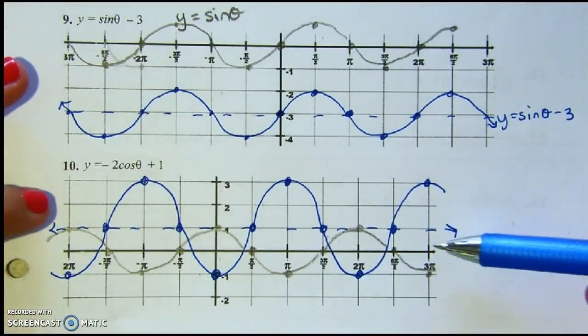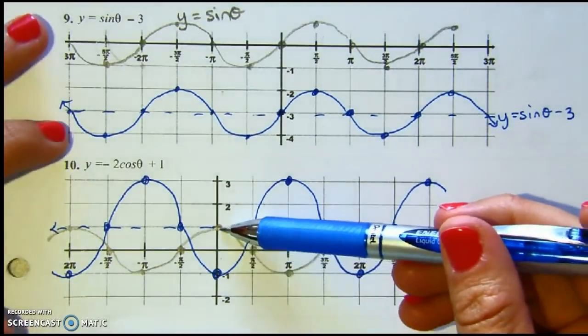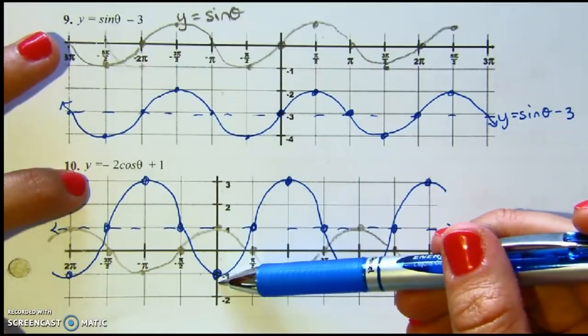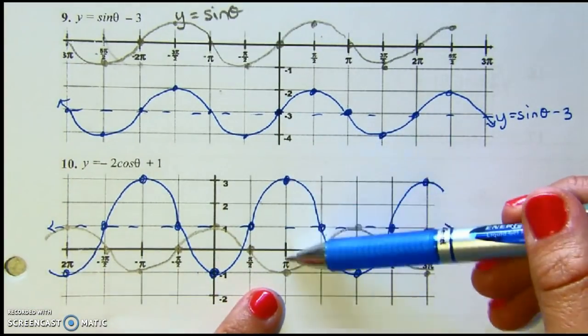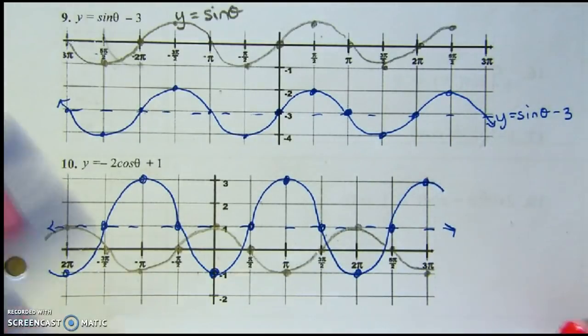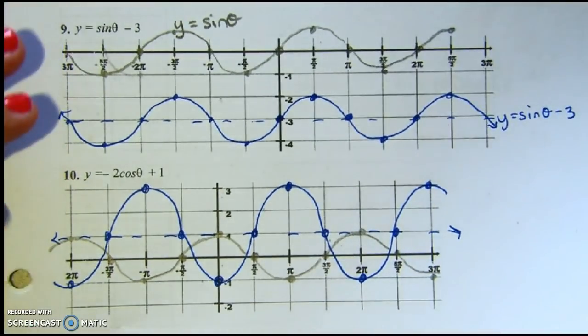Okay, did I move it up 1? Yes. Did I reflect the cosine? Yes. And is my amplitude 2? So from the midline, did we go up 2 and down 2? Fantastic. So that's a little review of sine and cosine.